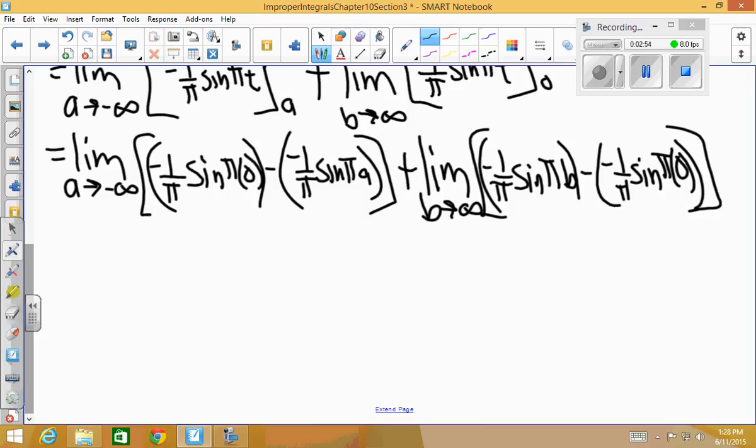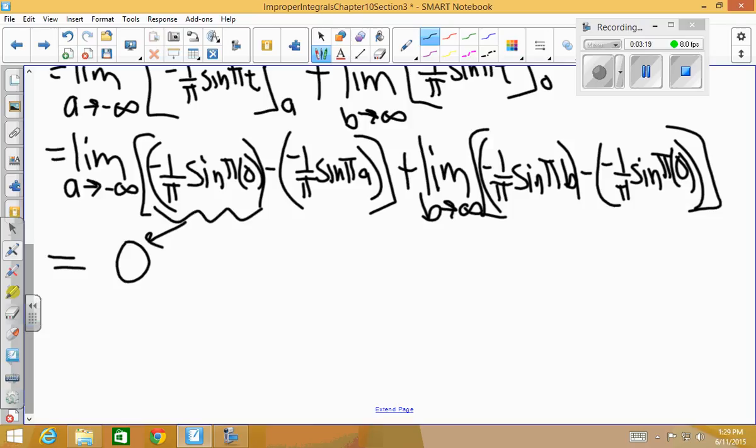If we start talking about these limits, pi times 0 is 0. The sine of 0 is also 0. 0 times 1 over pi is 0. So this first term is equal to 0. The second term, however, we run into something that doesn't work very well. Notice that you're talking about the sine of pi times a.